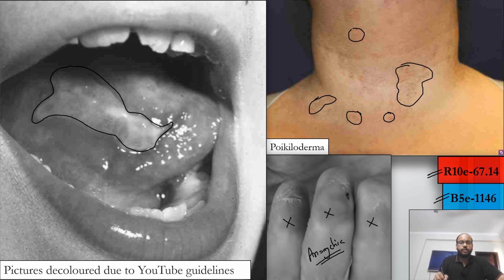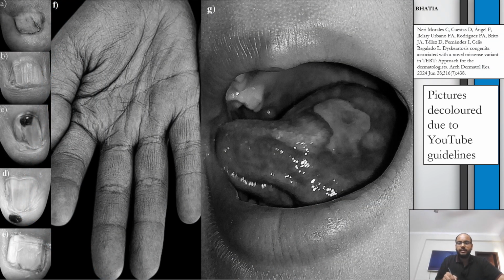You can look at this. I've given the references for textbooks. You can open the textbook and go through these pictures. Similar features are being shown here. I've taken this from an article. This is the article. I'll mention this article in the description so that you can copy paste and go. And there are the different stages; see here you can have a pterygium formation, nail dystrophy, destruction of the entire nail plate, okay, and the thickening of the palmar skin, leukoplakia. So you can go and read this article. This article has a lot of good pictures showing the clinical manifestations in DKC.